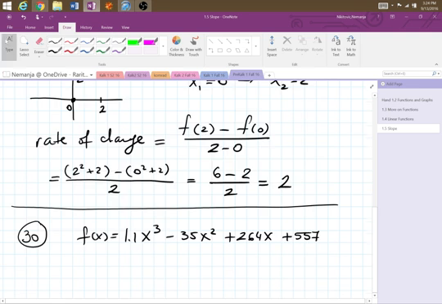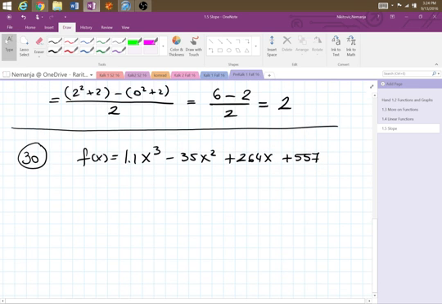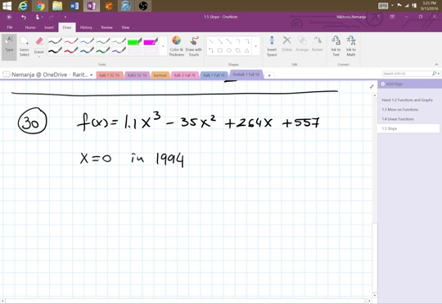So we start counting time. x equals 0 in 1994. That's where the data starts. So what is x for 2000? It's 6. Between 2000 and 1994 is 6 years. So x is equal to 6 for 2000, and so on. All right, so let's see what they want us to do.